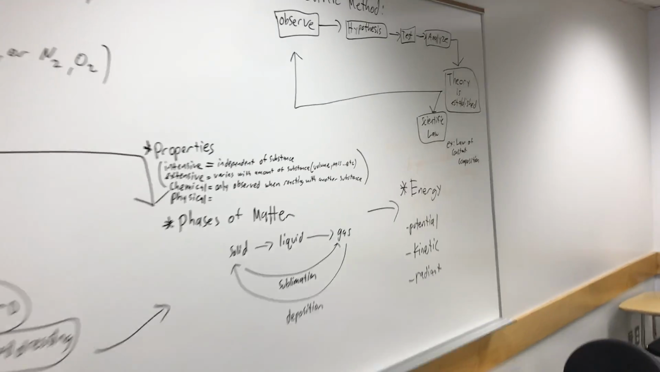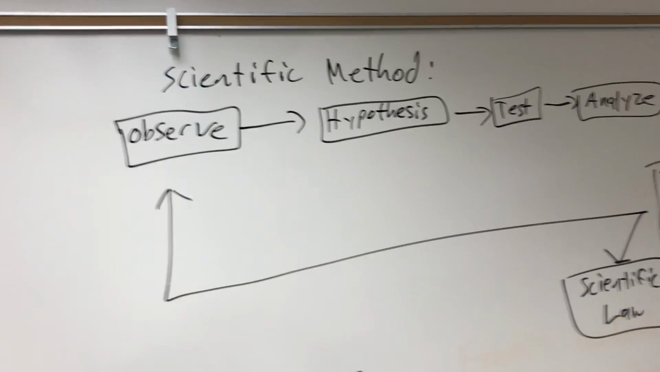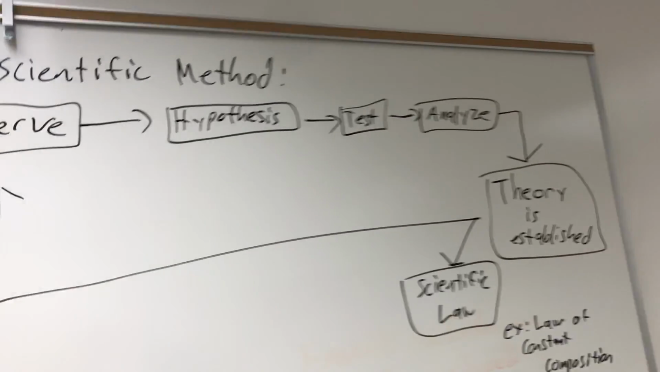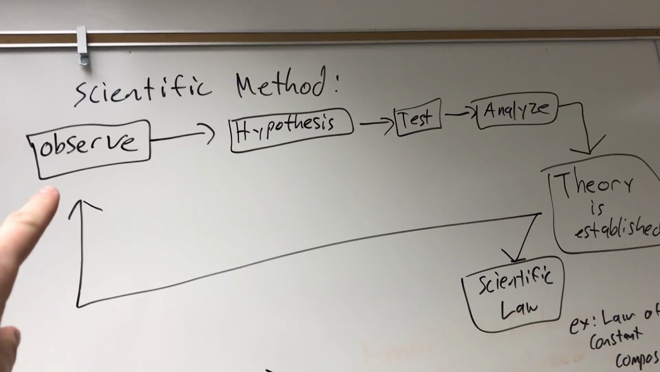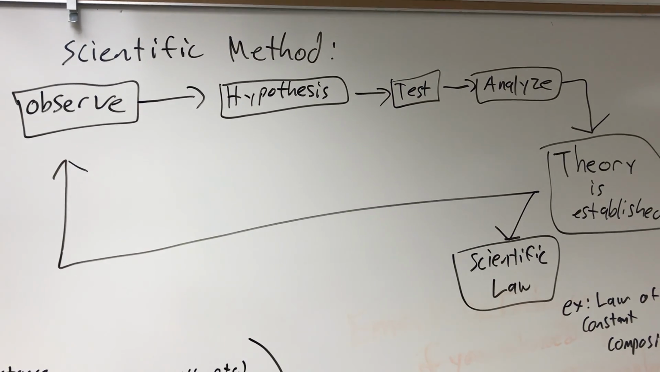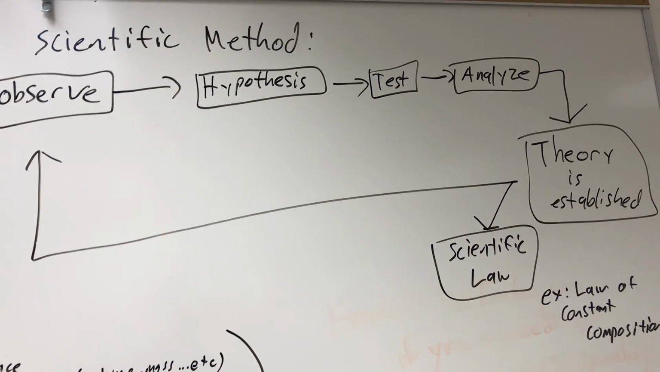We're going to start over here in the corner. First, just like we go over in every school we've been in, elementary, middle school, we go over the scientific method. Scientific method, first you start with observe. You observe a phenomenon, and then from that you can see if you can test a hypothesis.